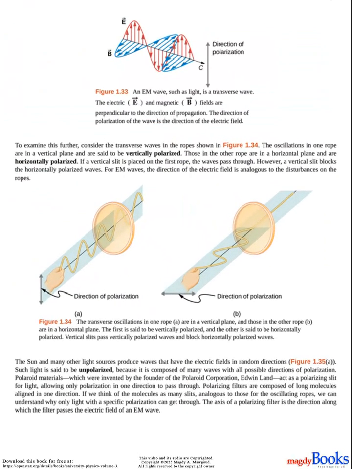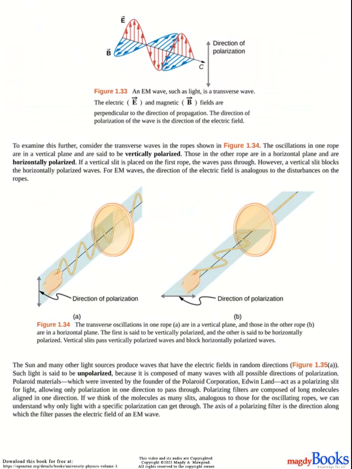Figure 1.33. E vector. B vector. Direction of polarization. Figure 1.33. An EM wave, such as light, is a transverse wave. The electric E vector and magnetic B vector fields are perpendicular to the direction of propagation. The direction of polarization of the wave is the direction of the electric field.